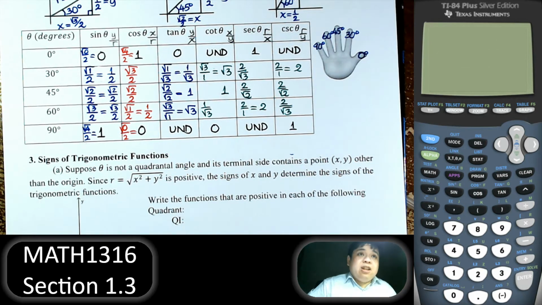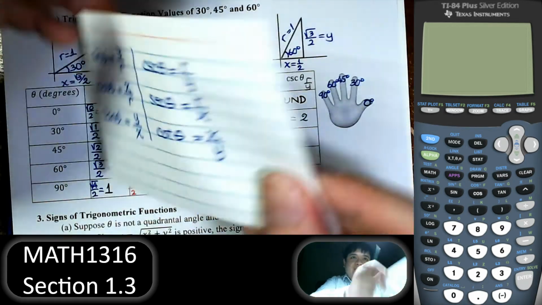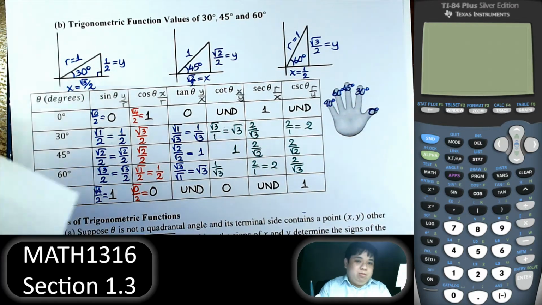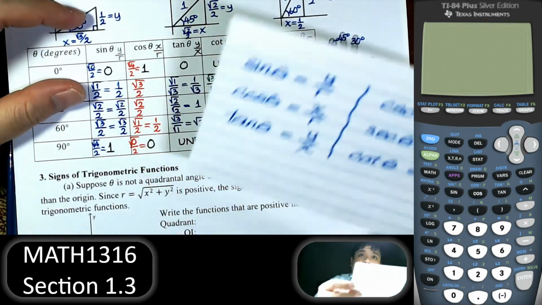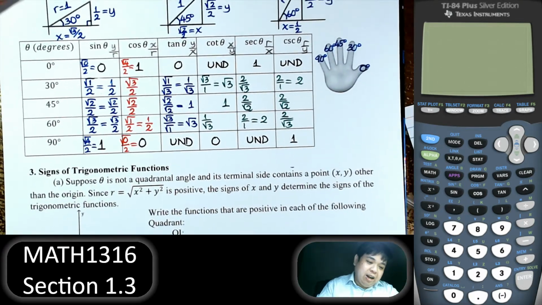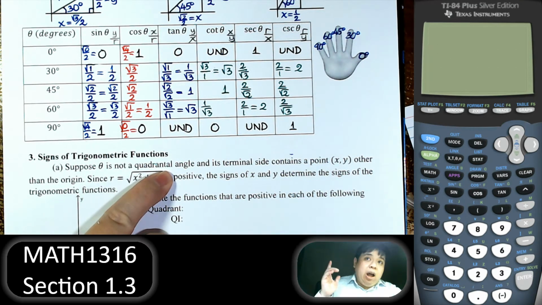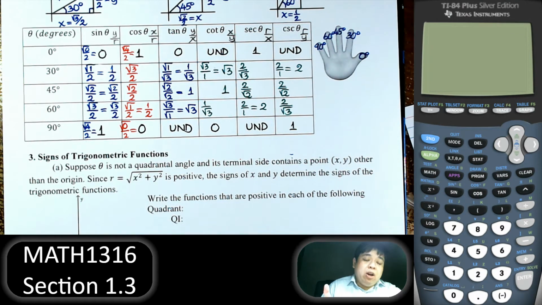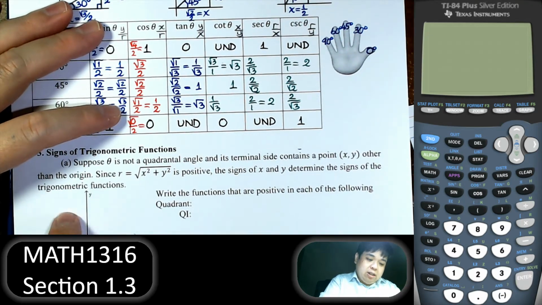Right. Next, the sign of trigonometric functions. So up to this point, for every trigonometric function, we go back to the definition. By the way, if you have a 3x5 card like this, we refer to this more often than not, so keep that in the same place. Suppose theta is not a quadrantal angle, meaning it is not 0, 90, 180, 270, or any coterminal to that. And so we have the x, y in one of the quadrants.